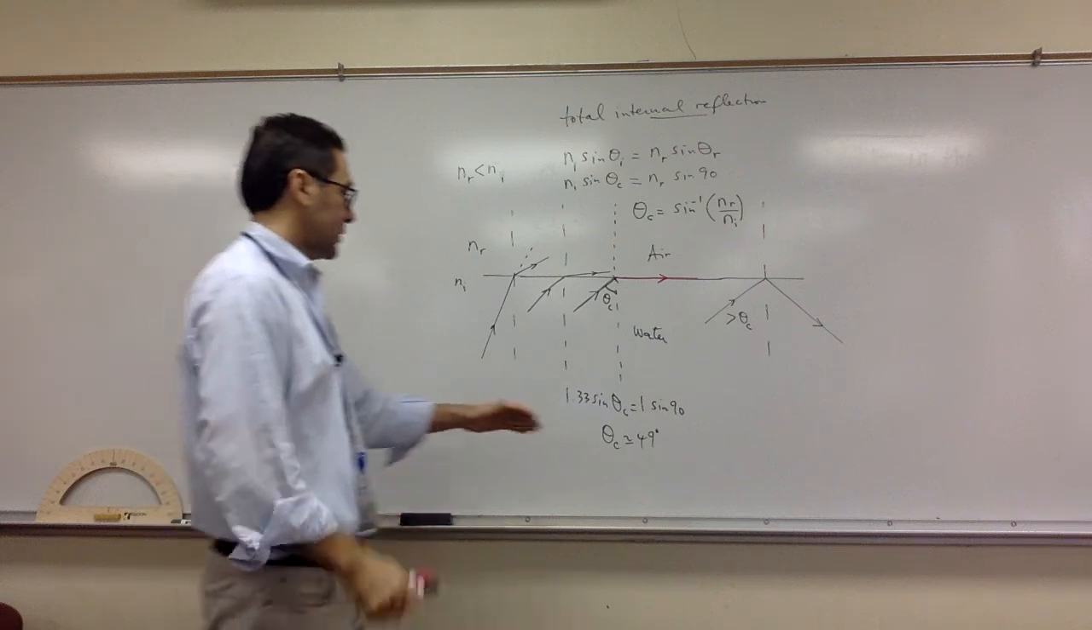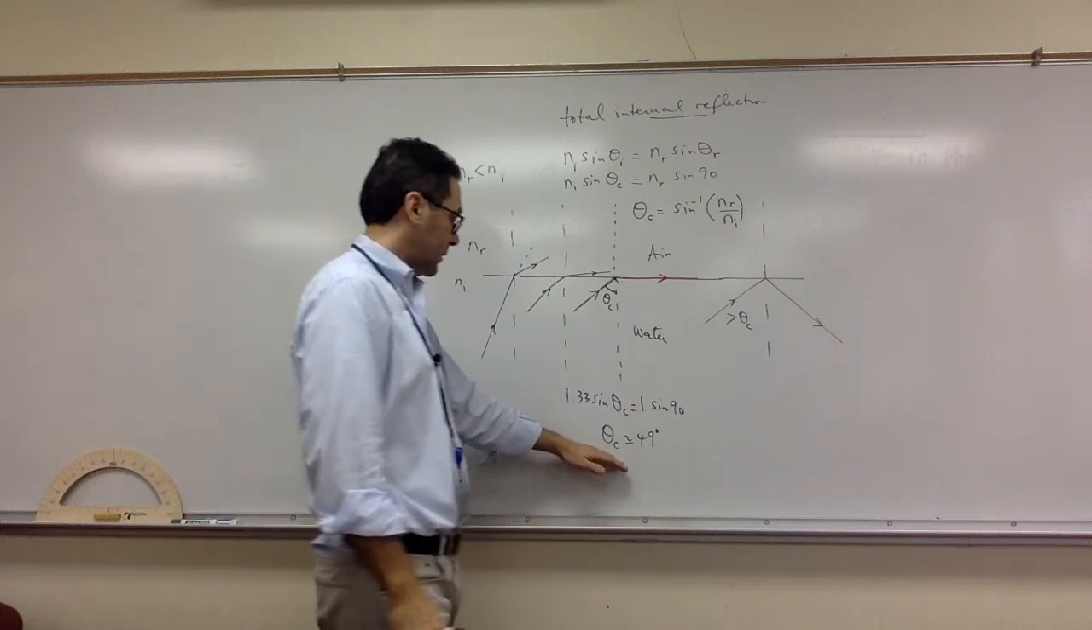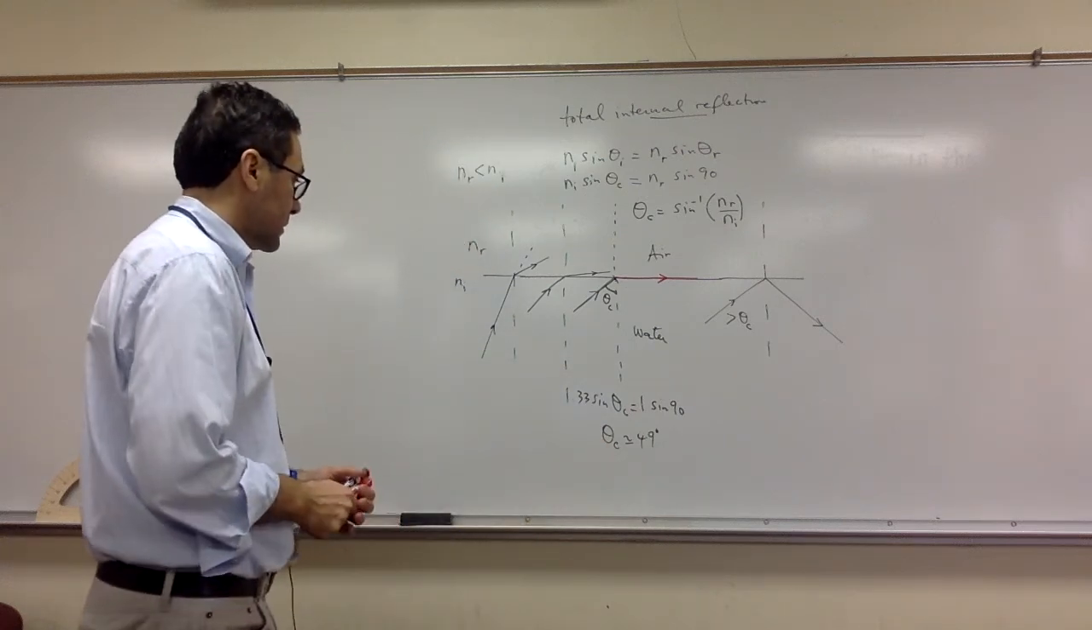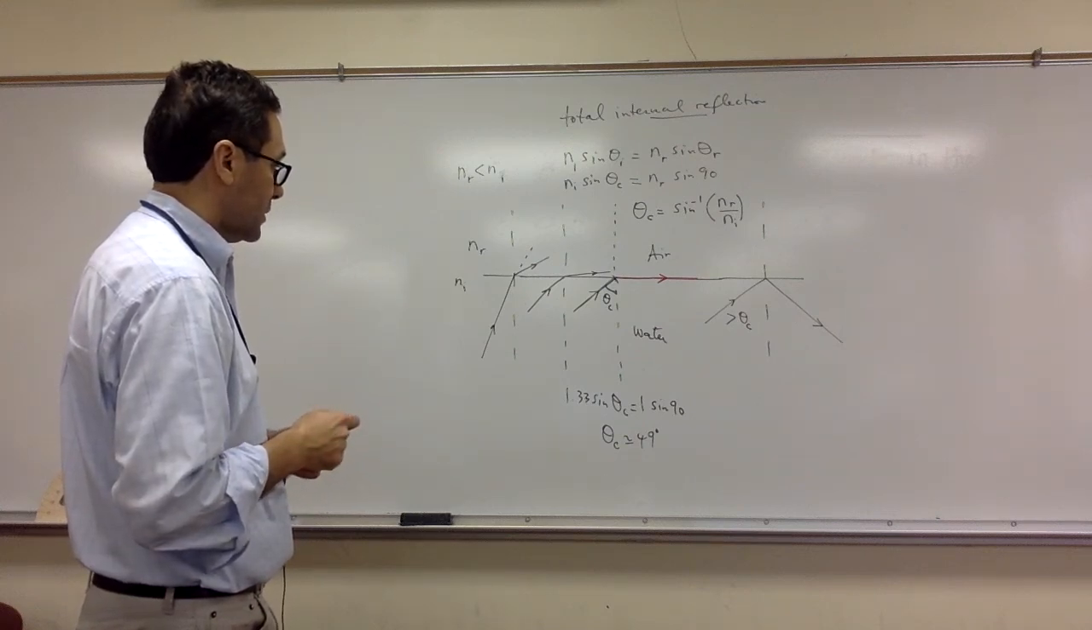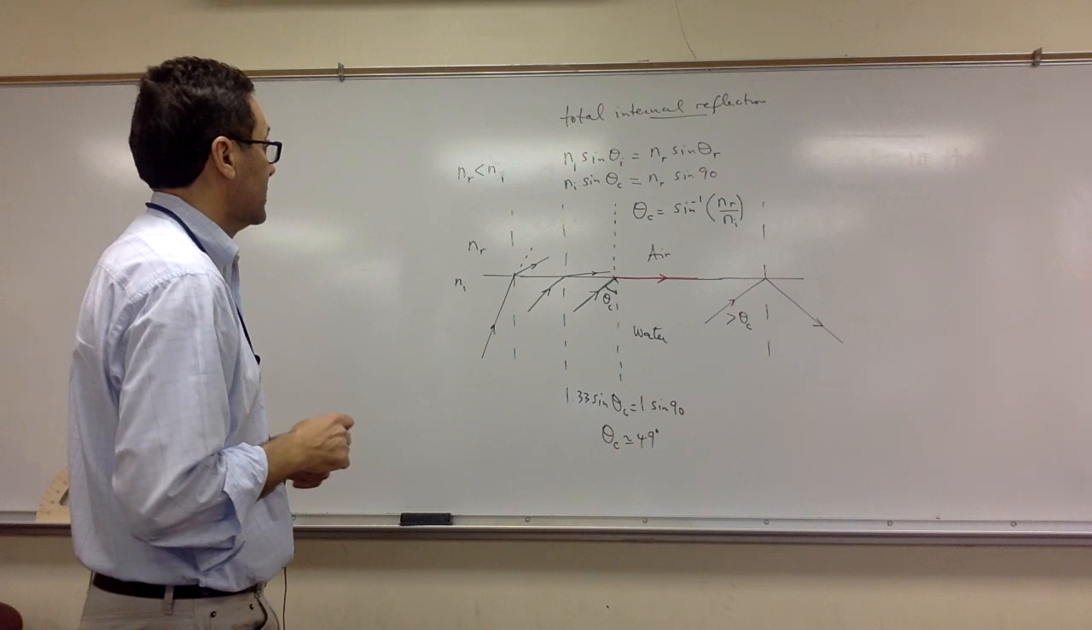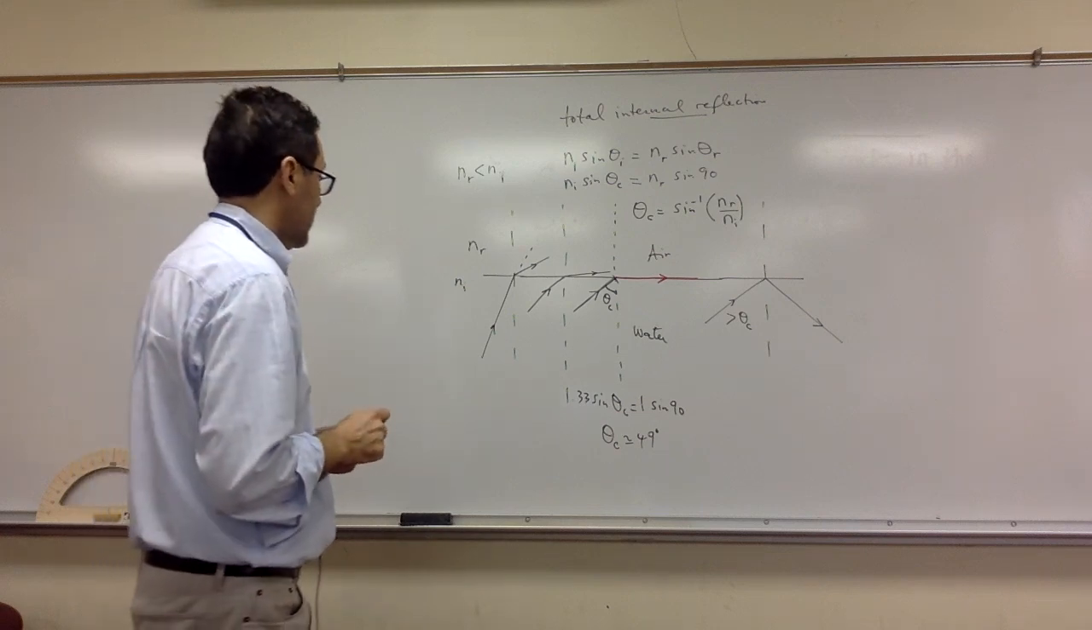Okay? So basically what this means is that if the light is coming at an angle greater than 49 degrees, it will just go right back in. It will not get out to the other side. And that's pretty much it.